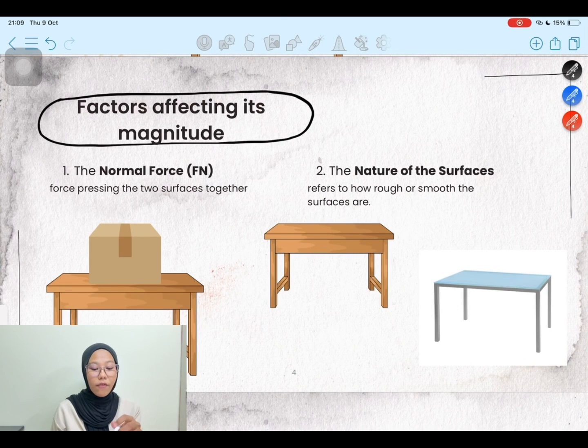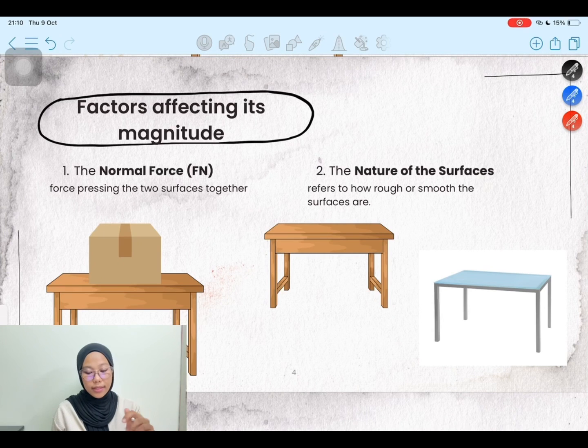Why? Because it always opposes the motion of the object's direction. Second one is factors affecting its magnitude. Actually there are two factors that affect its magnitude. First one is the normal force. So what is normal force? Normal force is a force pressing the two surfaces together.